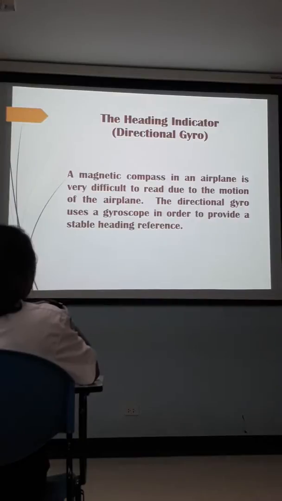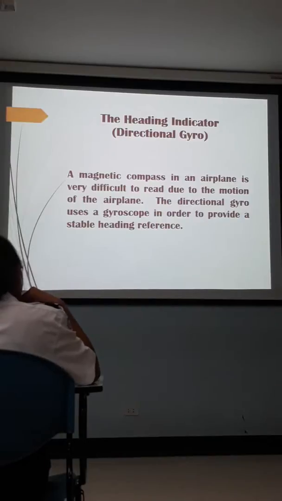Magnetic compass in an airplane is very difficult to read due to motions of the airplane. The directional gyro uses the gyroscope in order to provide a stable heading reference. So the function is to tell you about heading of an airplane.